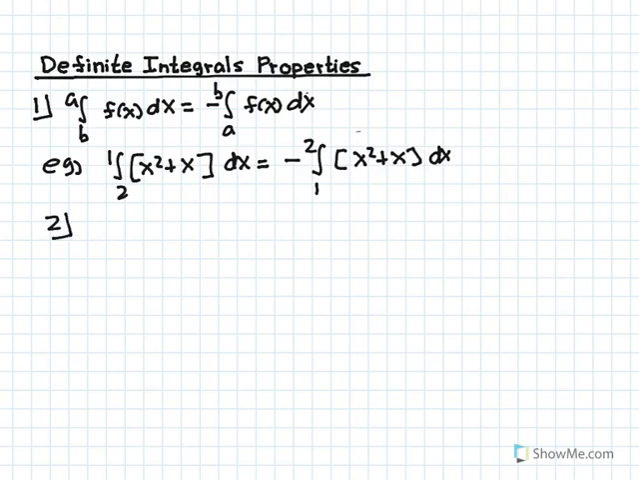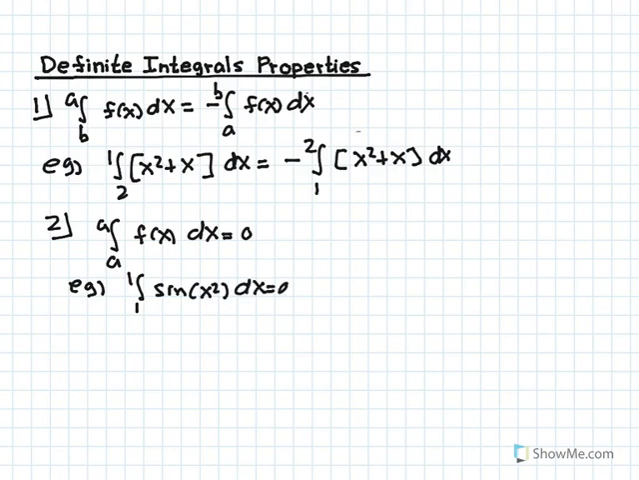is equal to minus the integral from 1 to 2 of x squared plus x dx. Property number 2, the integral from a to a of f of x dx is equal to 0. As an example, the integral from 1 to 1 of sine of x squared dx is equal to 0. And the reason for this is because we just have a vertical line, and a vertical line is not going to have any area. So the integral is 0.